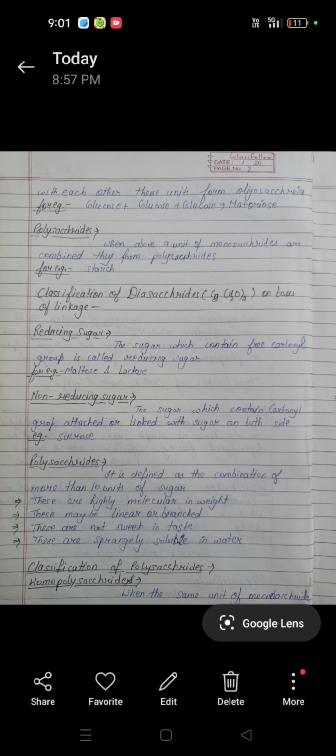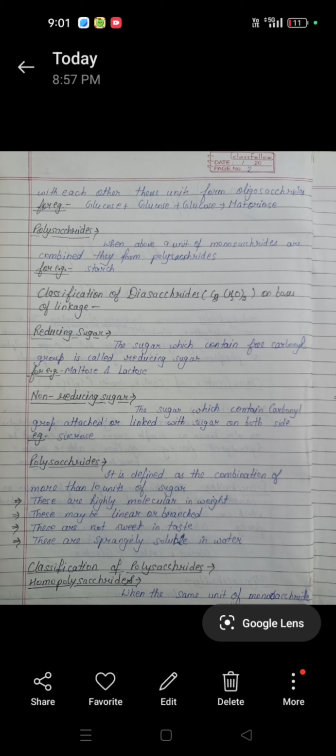Then we will discuss polysaccharides once again. They are defined as the combination of more than 10 units of sugar. They are high in molecular weight. They may be linear or branched. They are not sweet in taste. They are sparingly soluble in water. Then we will discuss the classification of polysaccharides.